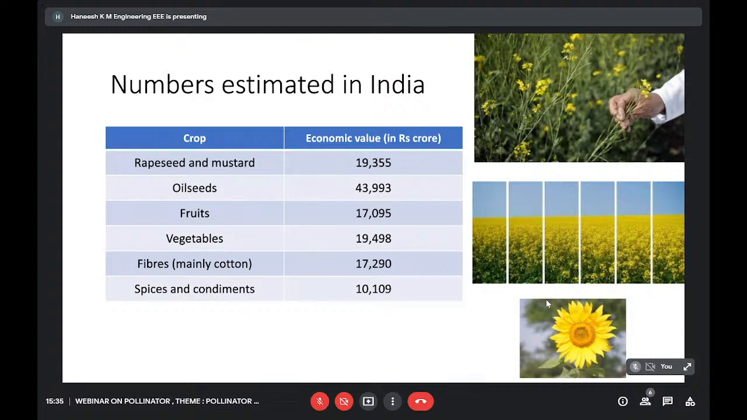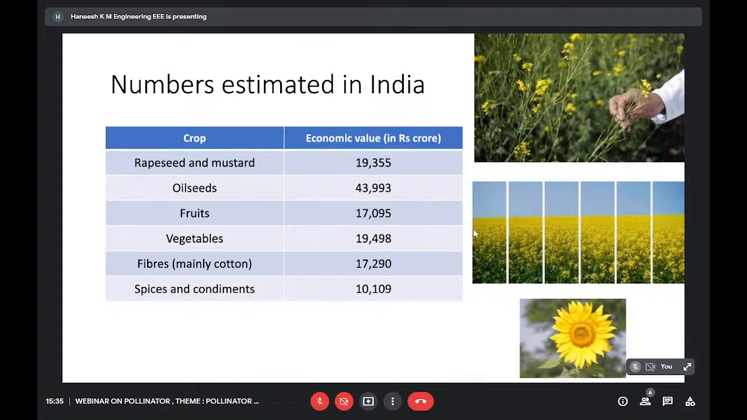Basically in India, most of our oil crops are pollinated by different insects: rapeseed, mustard, oil seeds, different fruits and vegetables, cotton, and different spices and condiments. The yearly economic value of this pollination is put in crores. You can see that it is a huge number when you add up all these things. Every year the pollinators are generating this much revenue.